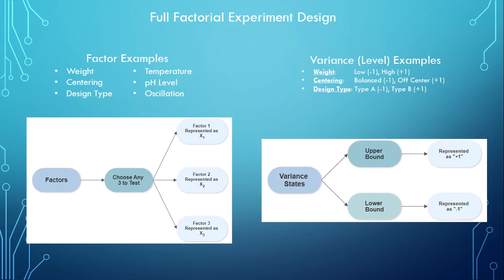When constructing a table for the experiment, we represent each of the 3 factors as x sub 1, x sub 2, and x sub 3, and represent their state of variance with either a negative 1 or a positive 1. 3 factors with 2 variance states each comes out to 2 by 2 by 2, or 2 cubed total combinations, which is where our 8 runs comes from.